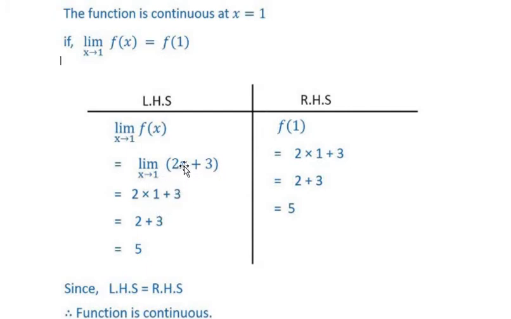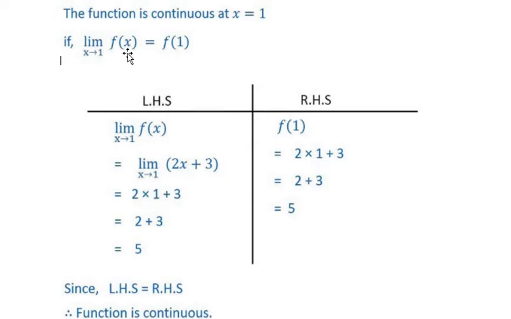So we will put 1 instead of x. So the value of the function is 5. Here also f(1) is 5. Why? Because we know that the function is continuous if limit x tends to 1, f(x) is equal to f(1). Now instead of finding the left hand side limit and right hand side limit, simply we can also put x = 1, right?